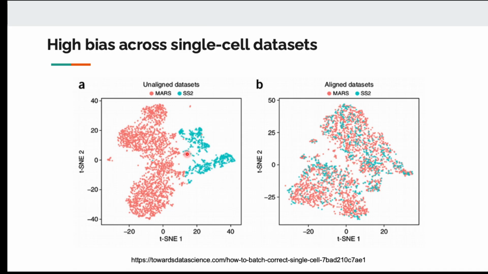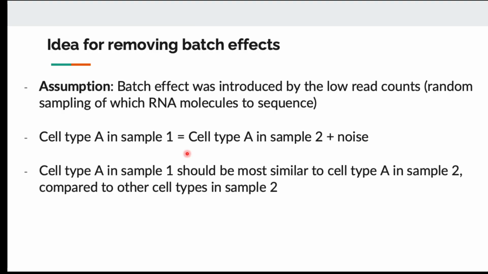So there are several ideas that people propose to solve this batch effect problem. Let's start with the first idea. Assume that the batch effect we are seeing is based on low read count. You can imagine that having a low read count is like a random sampling of which RNA molecules to sequence. If we have a million reads, then we essentially sequence almost everything. But if we have 20,000 reads, then we are basically sampling which RNA molecules we are going to see. So that can be very random and highly variable.